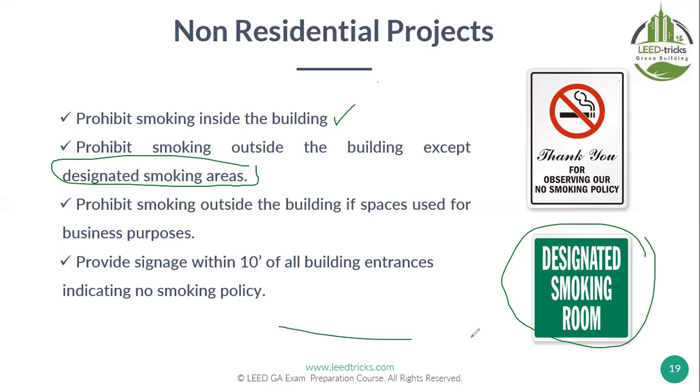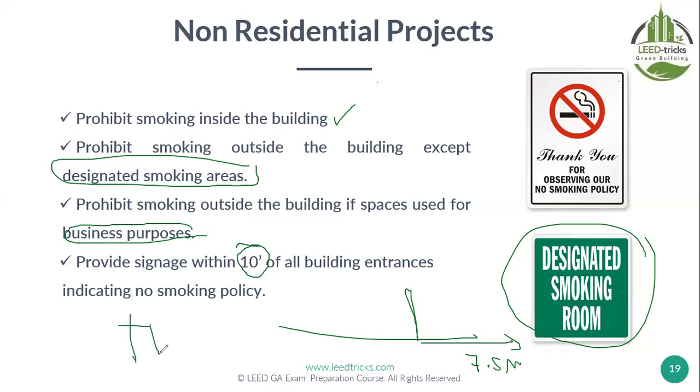If you provide it, like see, this is the gate of the building here. The shelter should be at least 25 feet, around 7.5 meters, from the entrance. Remember this number. It will come now. So prohibit smoking outside the building if the space is used for business purposes like gathering, but if it's a smoking shelter, no problem. And then provide signage around 10 feet, meaning 3 meters, from the building entrance.